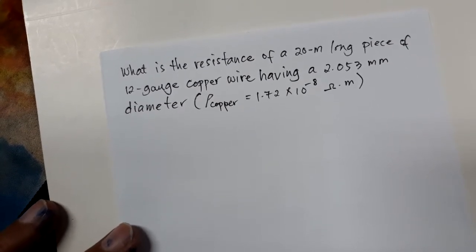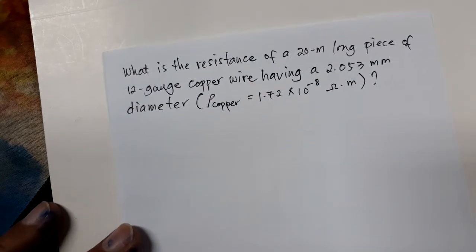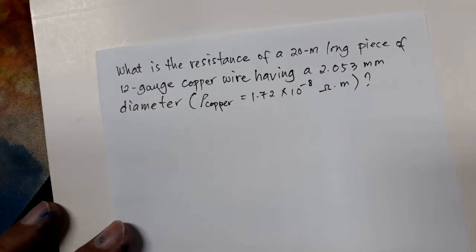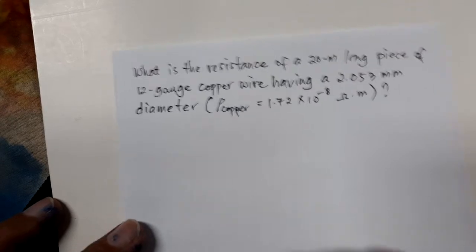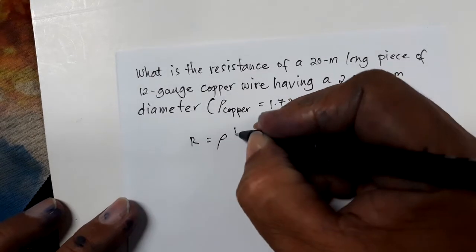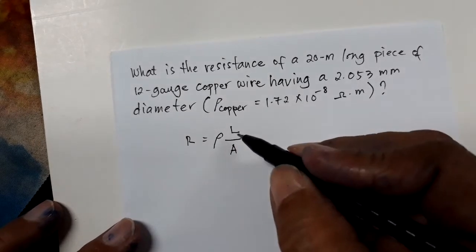What is the resistance of a 20-meter long piece of 12-gauge copper wire having a 2.053 mm diameter? Assuming the resistivity of the copper is 1.72 times 10 to the negative 8 ohm meter, of course, this is at 20 degrees Celsius. Now, to solve this resistance, the formula is R equals the resistivity times the length divided by the area.